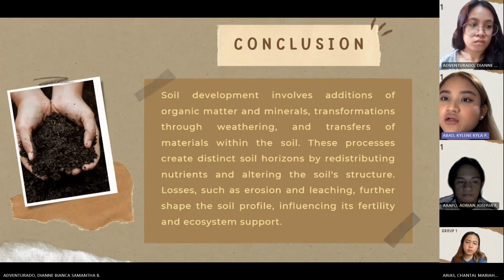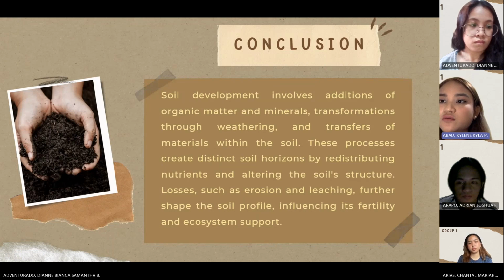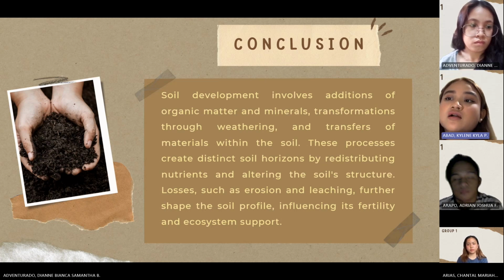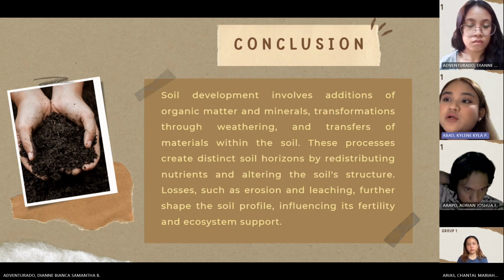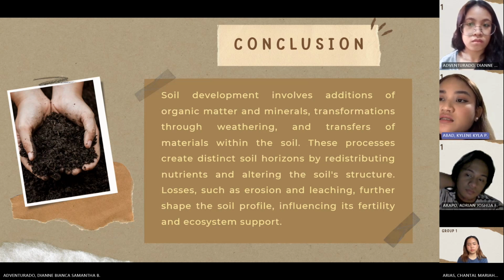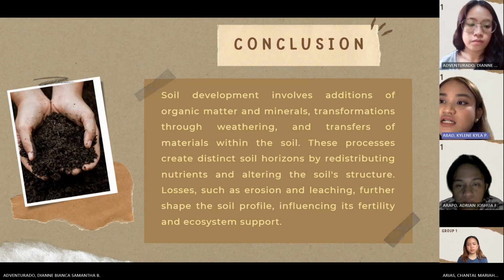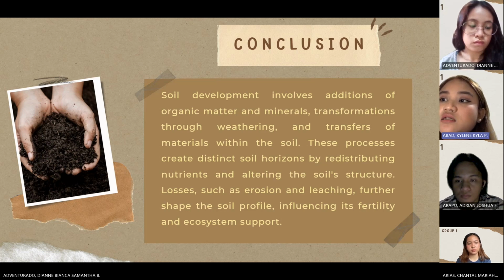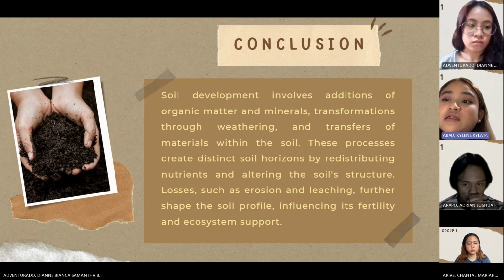So for the overall summary of this report, for the conclusion, the development of soil profiles is a dynamic process shaped by the combination of factors that interact over time. As mentioned earlier, this process involves four main stages: additions, transformation, transfers, and losses. So additions to soil occur through inputs such as organic matter from decaying plants and animals, atmospheric dust, and mineral deposits. These additions provide raw materials that fuel the soil development, enhancing the fertility and structure of the soil.